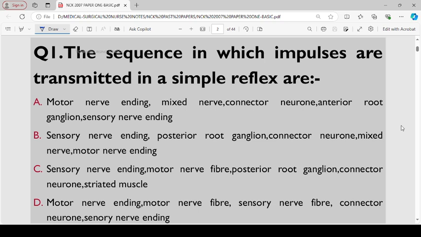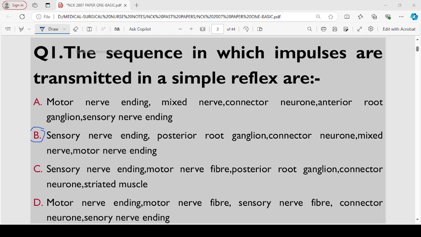The sequence in which impulses are transmitted in a simple reflex are, so we have option A up to D. I'll give you a minute to attempt. Correct. So we have option B as our correct answer. And what is the justification behind that?